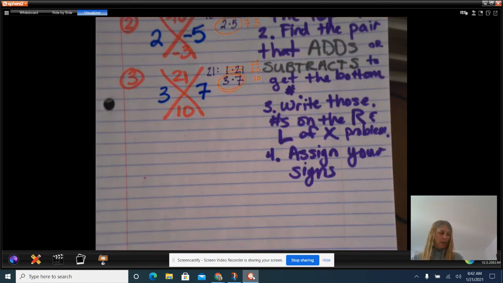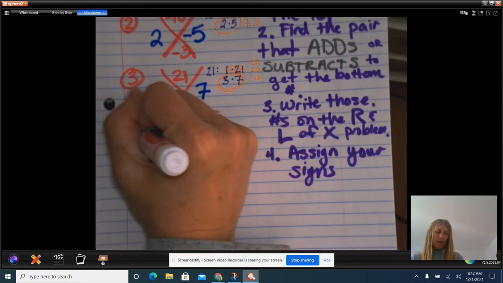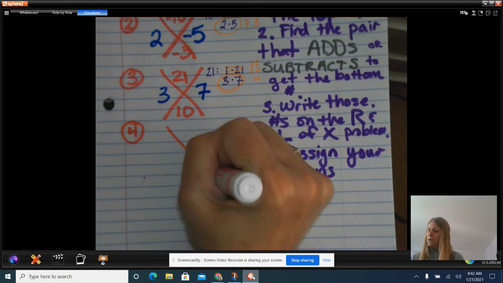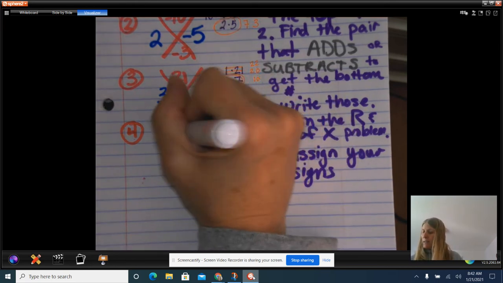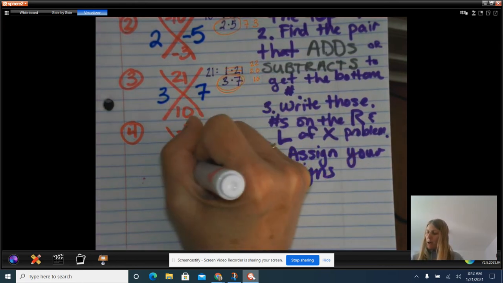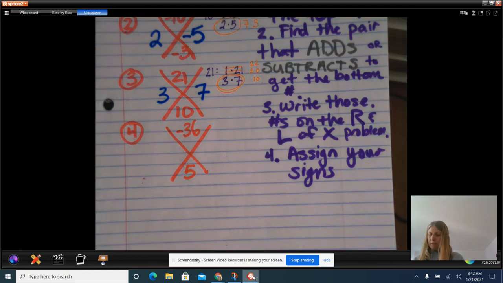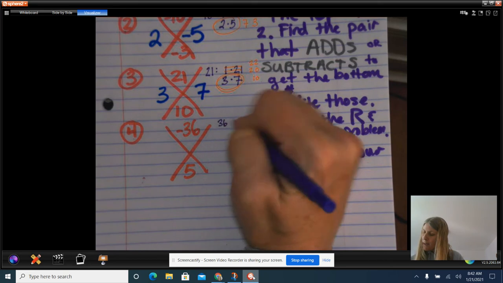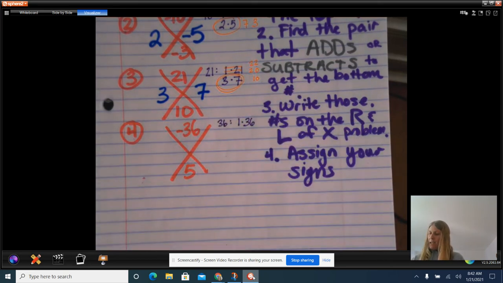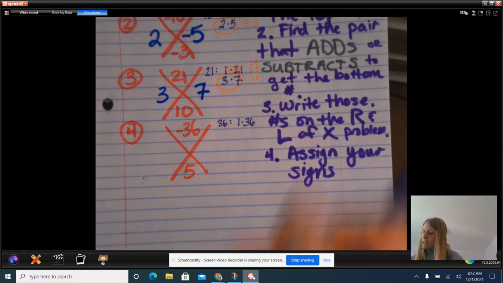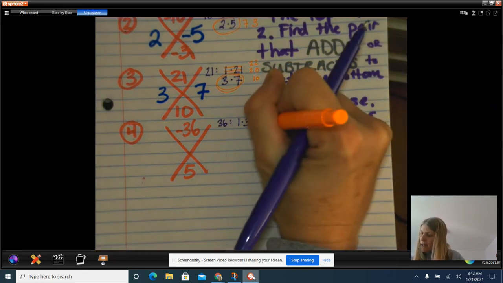Let's go ahead and jump into a fourth example. We're going to have 6 of them all together just so we have a variety to look at. And this one's going to be a little bit harder. We have a negative 36 up top and a positive 5 underneath. So let's look at those factors of 36. Once again, I always start with 1 times the number itself. That is going to add to 37 or subtract to 35.